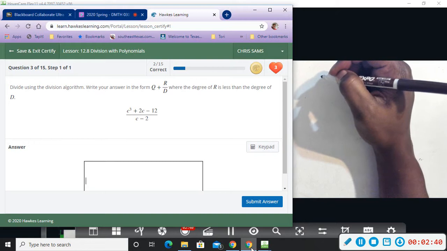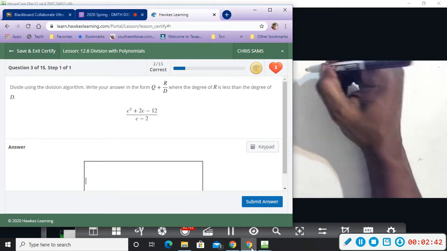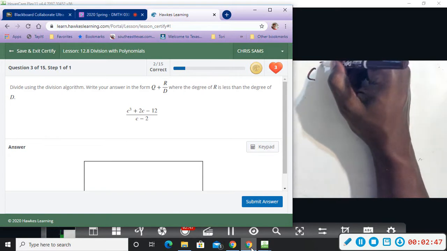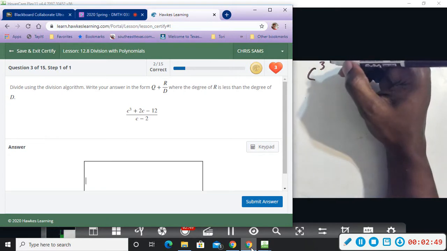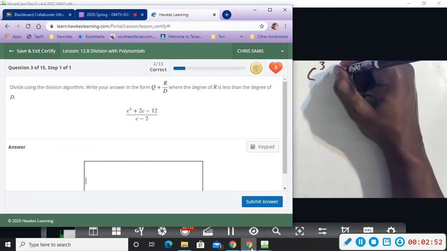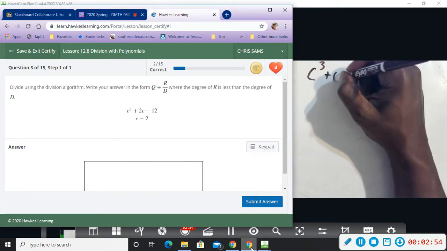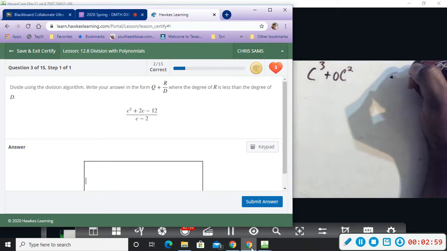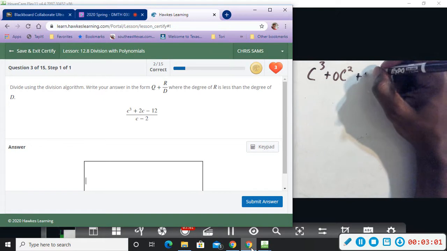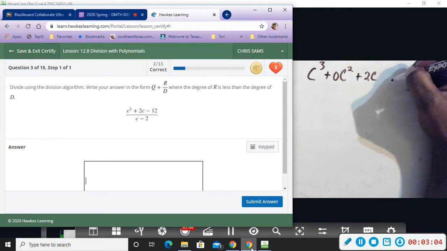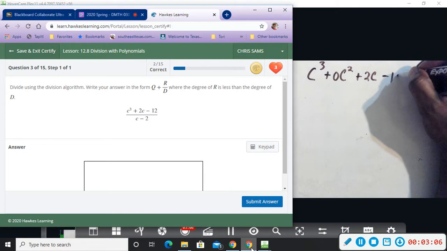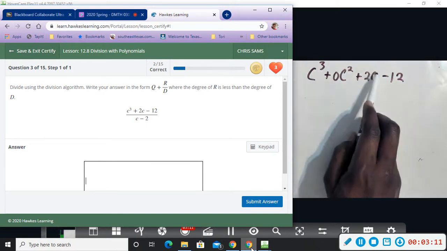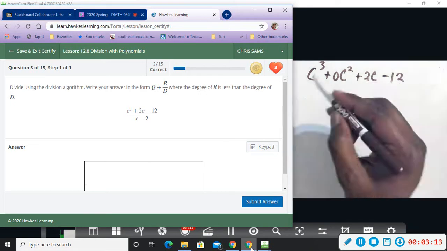Okay, number 3, we have c to the third, and we don't have a c squared. So I have to do plus 0c squared, missing that square term, and then plus 2c, and then minus 12. So that's the pattern. Whatever your biggest exponent, you have to count down in order. 3, 2, 1, 0. Alright, we got everything.